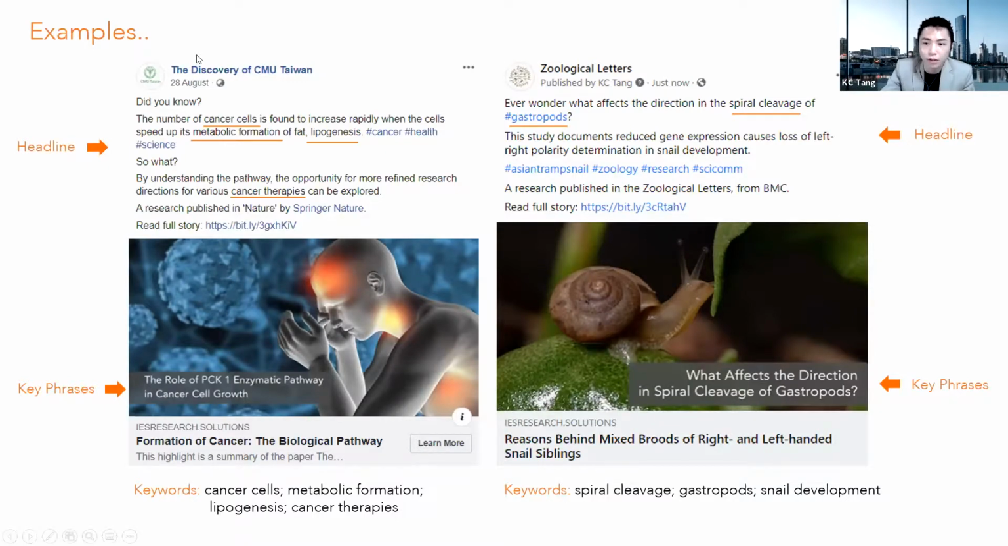Another sample on the right side here. This one is on the zoological one. You have the key phrases. You can include the key phrases within your image as well, and you can see the keywords are listed at the bottom, and how you combine them together to form these whole snippets.